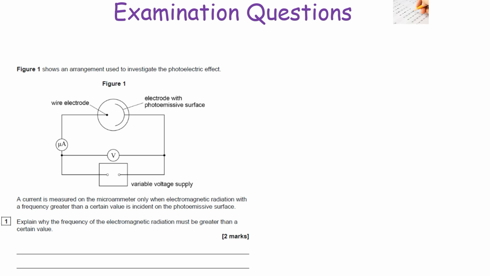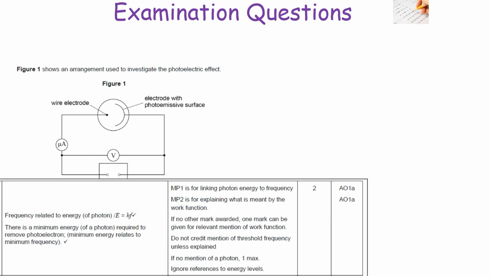Right, so how would you answer this type of question? Well, you'd indicate that frequency links to the energy of the photon, which is going to be absorbed by the metal surface, and the idea is that E is equal to hf. So therefore you'd have to have a minimum energy of a photon required to release a photoelectron, which links into the minimum frequency, because you've got to have a work function to overcome to release that electron via the photoelectric effect. So therefore the energy of the photon has to be at least that value, or above.